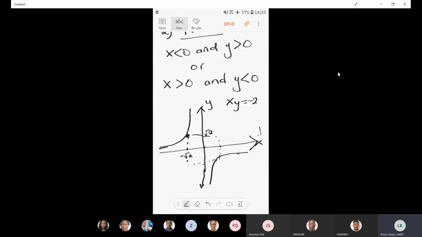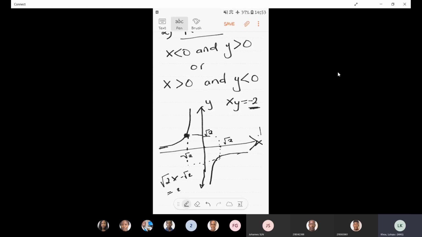So this one is positive, so it's square root of 2. Why is it square root of 2? Because I want the product to be equal to negative 2. Yeah, so when I say square root of 2 times negative square root of 2, my answer will be equal to negative 2. Because any point I pick on the hyperbola, when I multiply its x and y coordinates, it must be equal to negative 2.